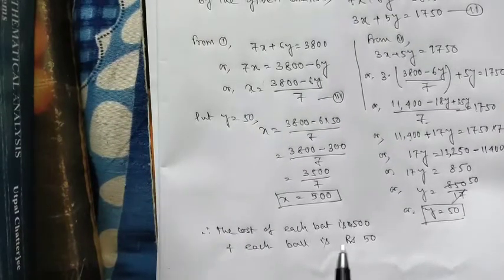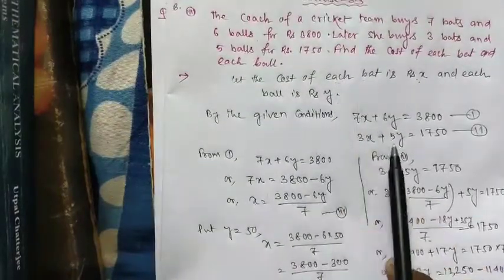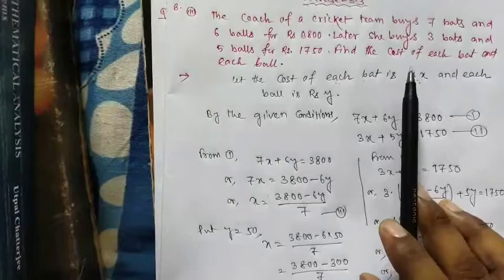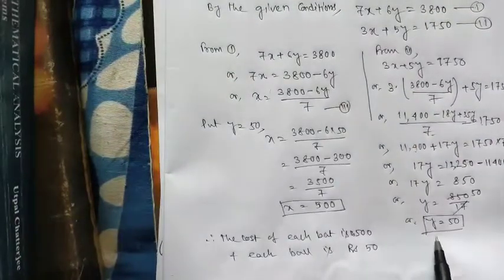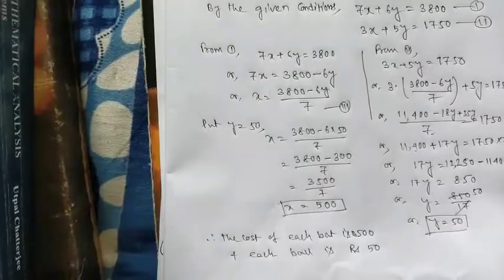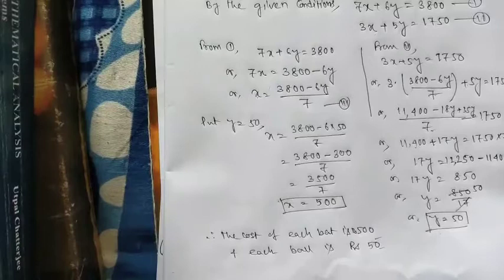So I have solved this problem part by part. First I made the equations from the statements given, then I solved part by part. First find the value of y, then the value of x, and these are the costs of each bat and ball. I think all of you understood.